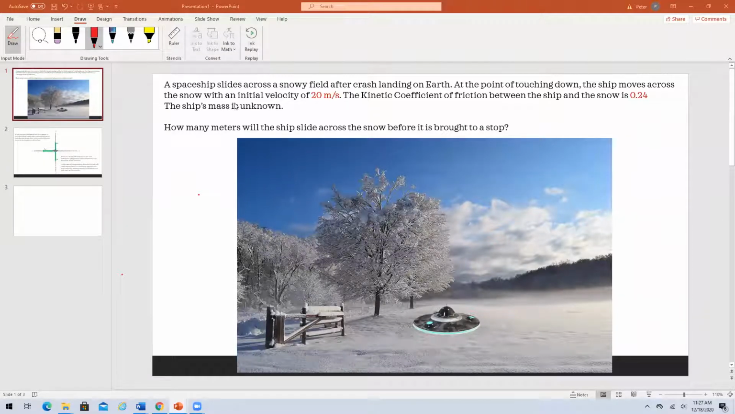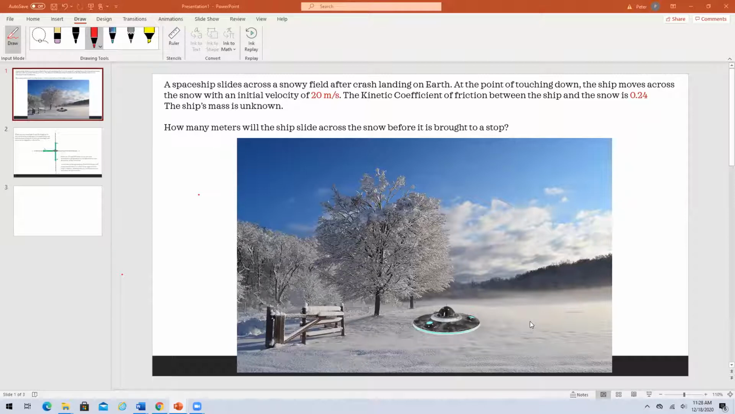It hits the ground and starts sliding across the snow at a velocity of 20 meters per second, and has a kinetic coefficient of friction equal to 0.24. Without knowing the spaceship's mass, we want to know how many meters the spaceship slides across this snowy field before it stops. It's a problem that forces you to use the kinetic frictional force, which opposes the direction of movement, to determine how much that force will decrease the acceleration, all the way up to the point where it just stops.